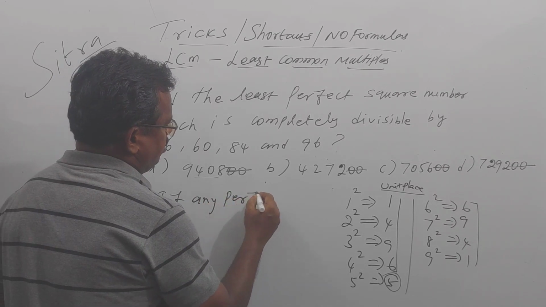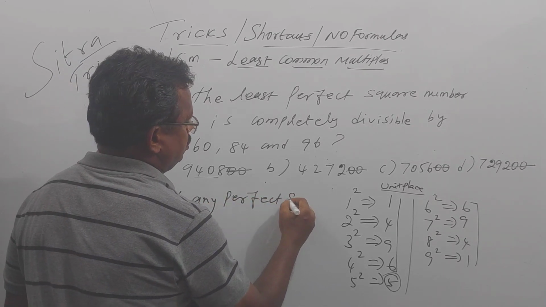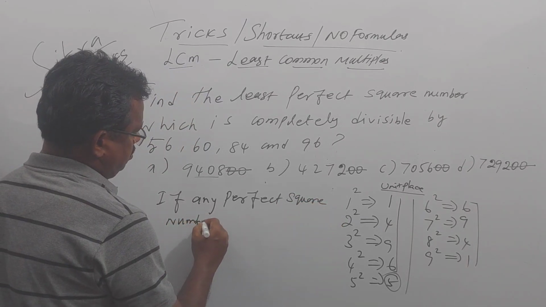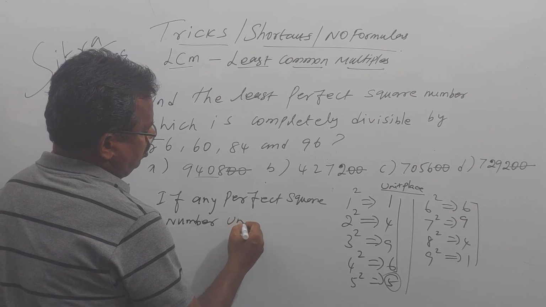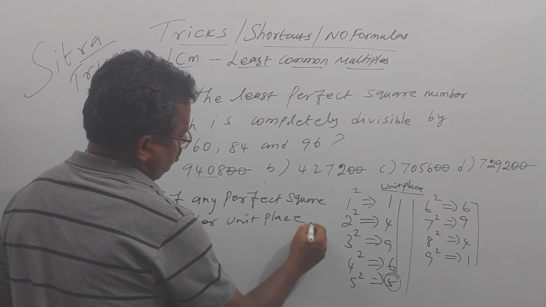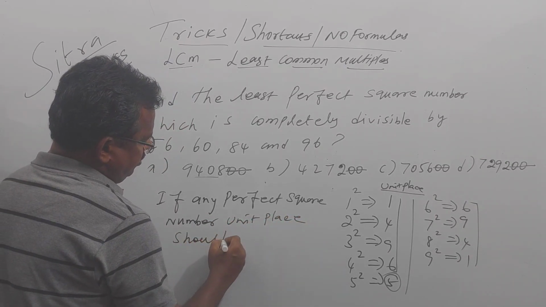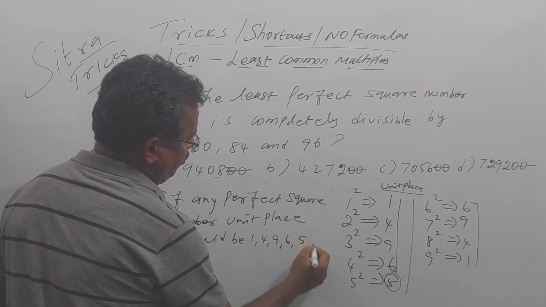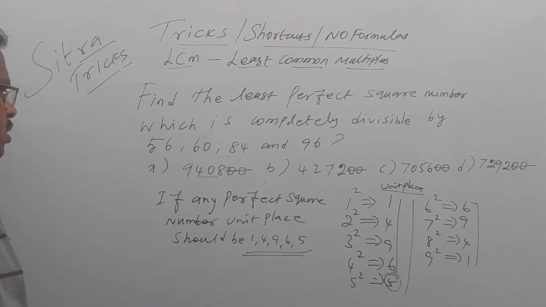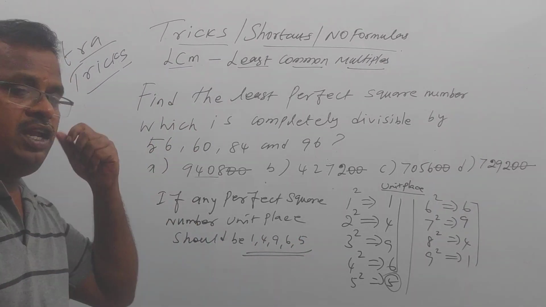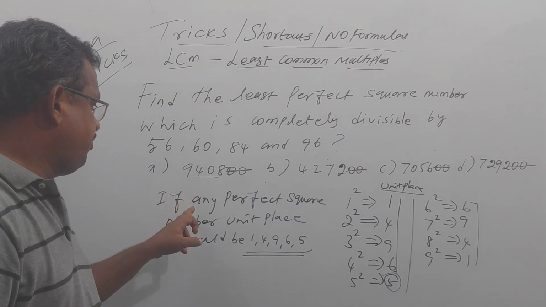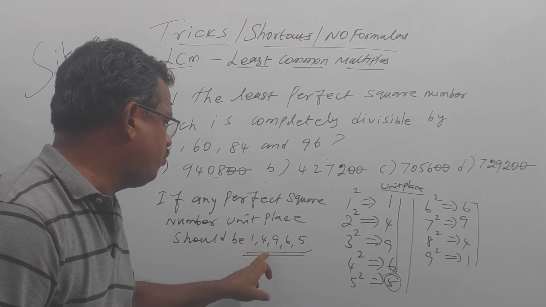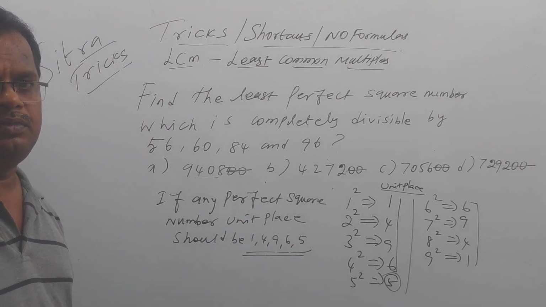If any number is a perfect square, its unit place should be 1, 4, 9, 6 or 5. Do you know this? Any perfect square number's unit place should be 1, 4, 9, 6 or 5. Are you clear?